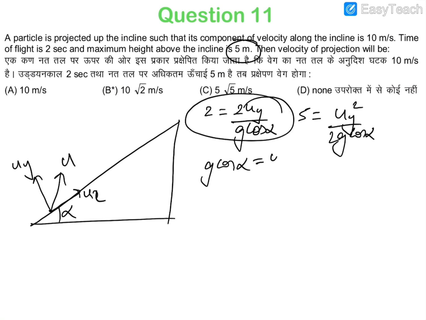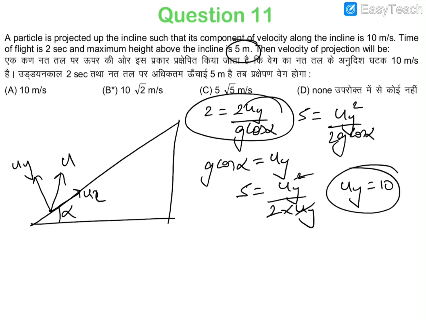g cos alpha is uy, and 5 is equal to uy square upon 2 into uy. So uy will be equal to 10. This is the y component of the velocity, and the velocity along the incline is given as 10. So the net velocity will be 10 root 2. Now we move on to the next question.